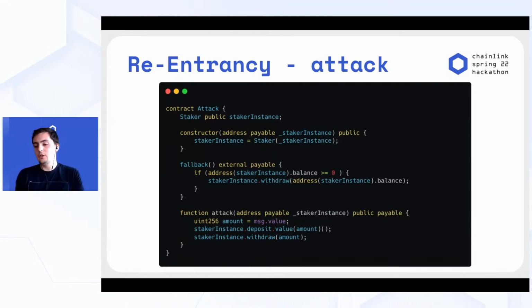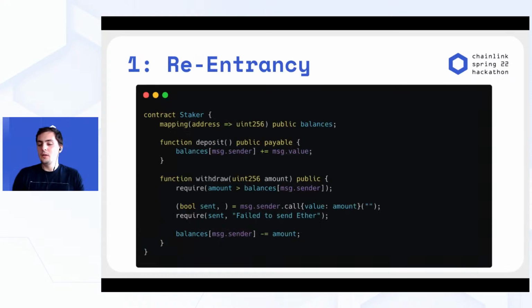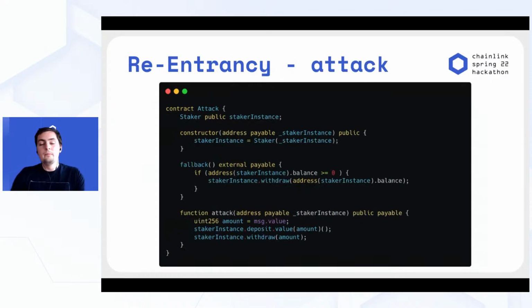Then you have this condition: if the balance of the staker contract is greater than 0, you want to withdraw more. And because of that, in another transaction, the staker contract will not have had time to update this storage variable with the minus-equal amount, and then you can still withdraw basically all of the remaining ether from the staker contract. You can basically drain it out because of the reentrancy bug.